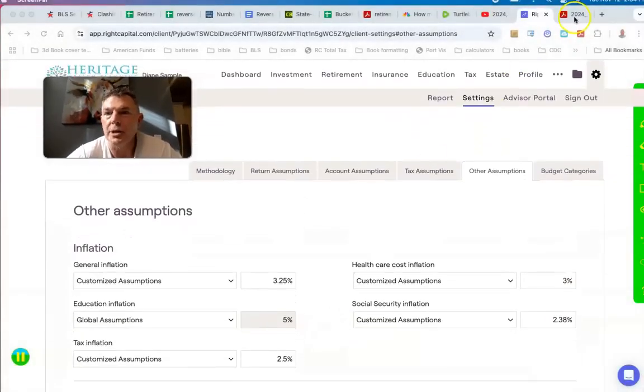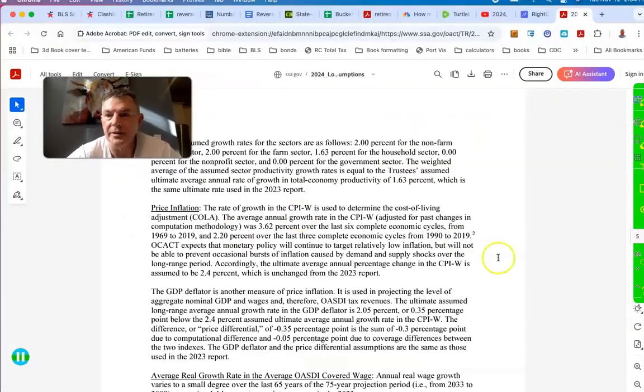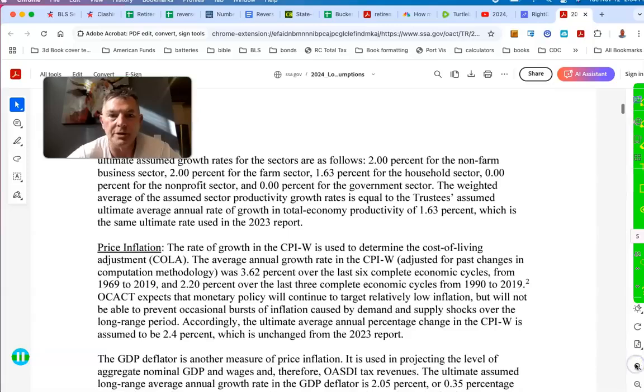All right, so what I want to show you here, we're going to go to the Trustees report. This is the 2024 Social Security Trustees report, and we're going to read directly from this. This is on page 5 of 80. Price inflation. The rate of growth in the CPIW, that's what Social Security uses, CPIW, not CPIU, not CPIE. They use the CPIW, which really only represents 27% of the population, but be that as it may, it is what they use. CPIW is used to determine the cost of living adjustment for Social Security.